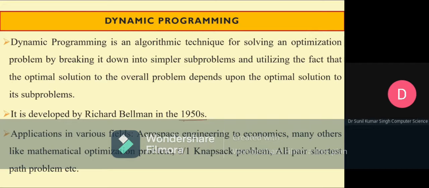So this is historical background related to dynamic programming, and there are so many applications. It has uses in aerospace engineering and many other areas, up to economics. And if we talk about some other areas, like mathematical optimization problems, and even many problems in computer science, like the 0-1 knapsack problem, the all pair shortest path problem. There are several problems, even the one we are going to deal with today. These are the problems which we can solve with the help of dynamic programming.